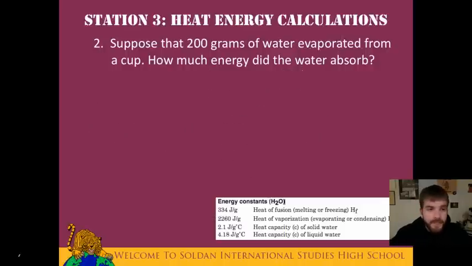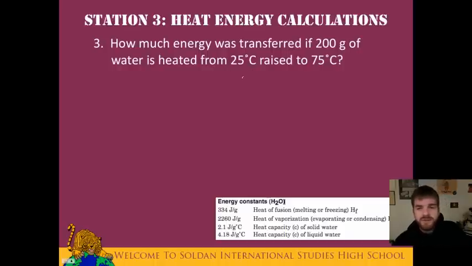Excellent. Number 3, how much energy is transferred if 200 grams of water is heated from 25 degrees Celsius raised to 75? Time, temperature, 25, 75, raised, bam, done.